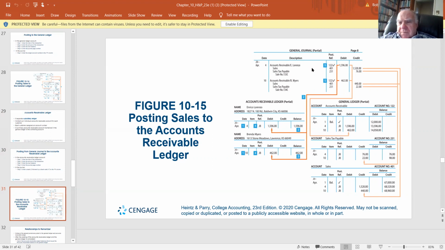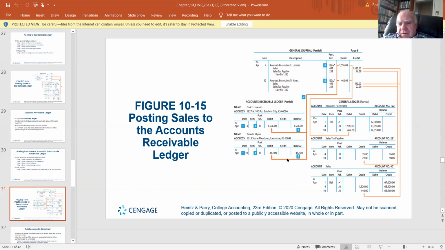So Lorenzo, we sold him $1,520 worth of stuff, plus the sales tax. He owes us $1,596. It gets posted as a debit, and the balance becomes that amount. Same thing with Brenda Myers. So that should not be a trouble to you.